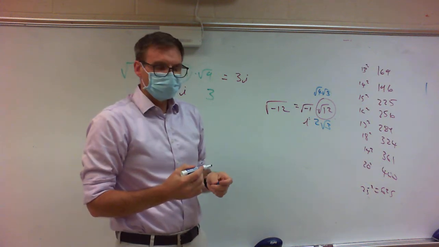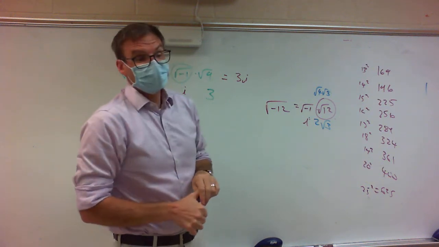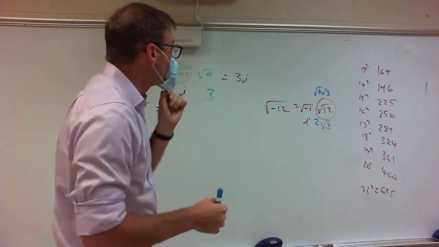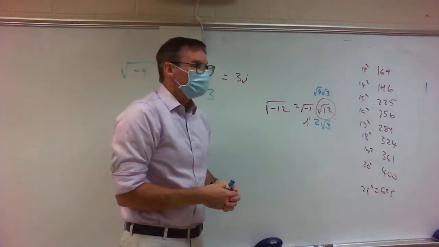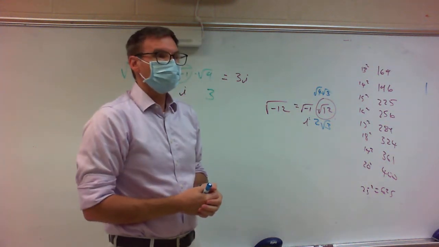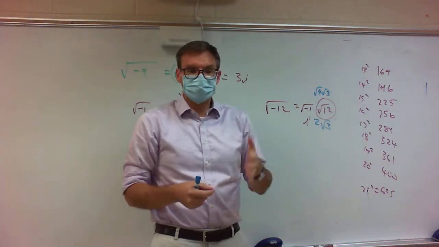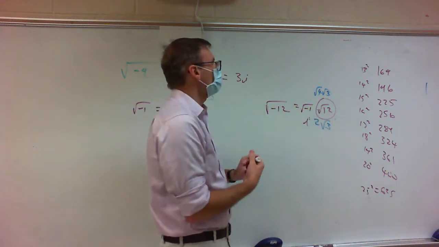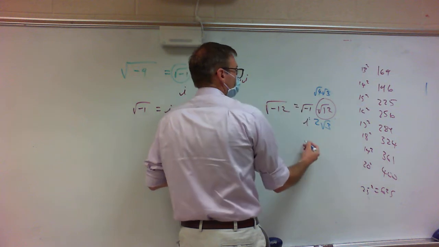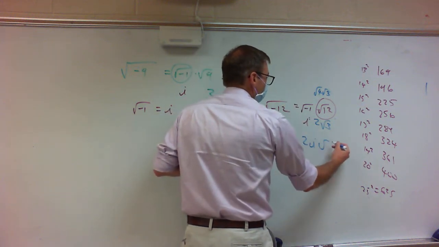Now, does the i have to come first? No, actually I want to talk about where you put the i. So where does the i go, right? Okay. Technically the i can go anywhere, right? You're multiplying, it doesn't matter. If this was a problem in your textbook, the way the textbook would actually write it, they would write this as 2i times the square root of 3.